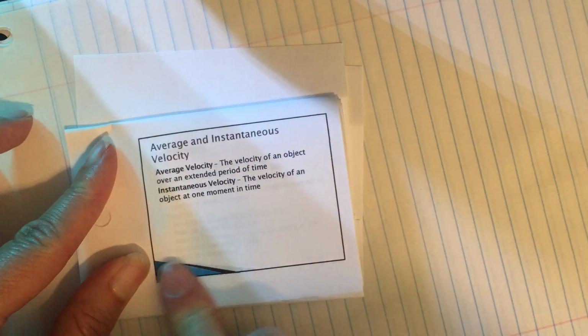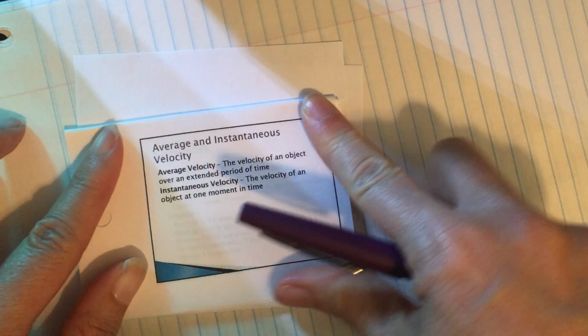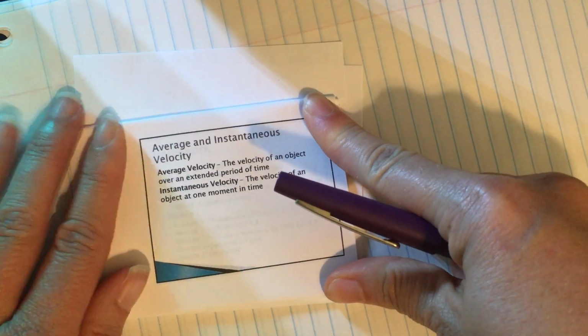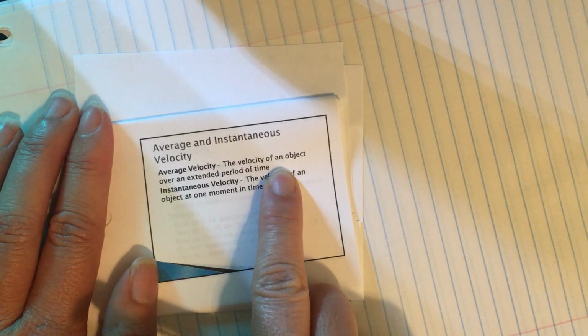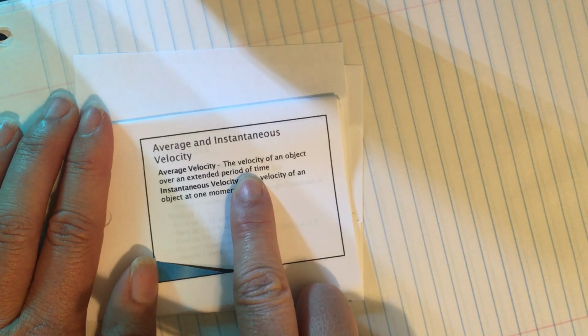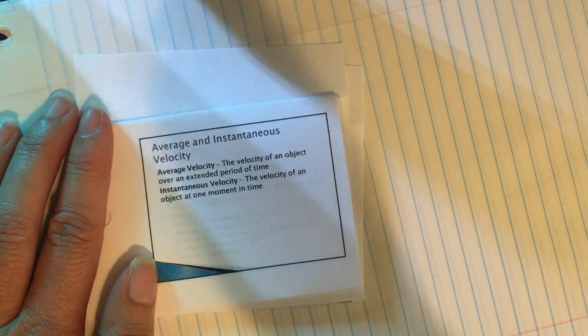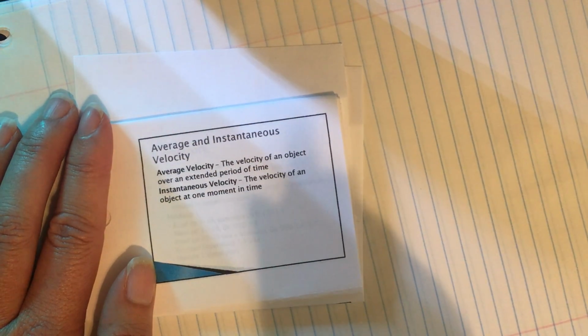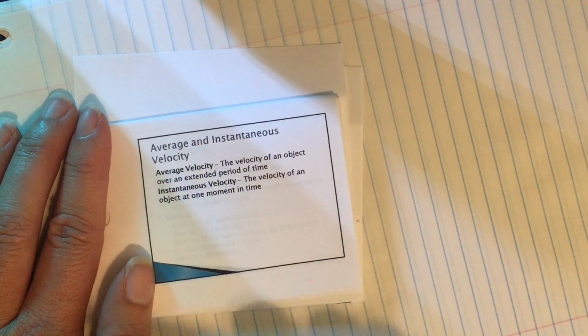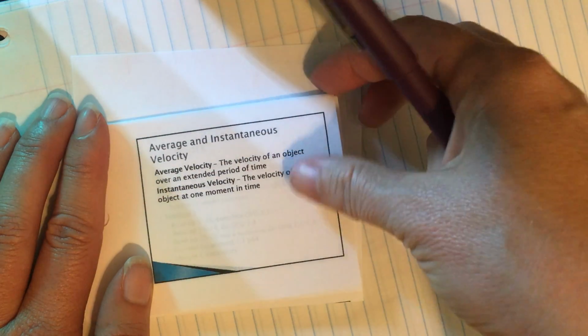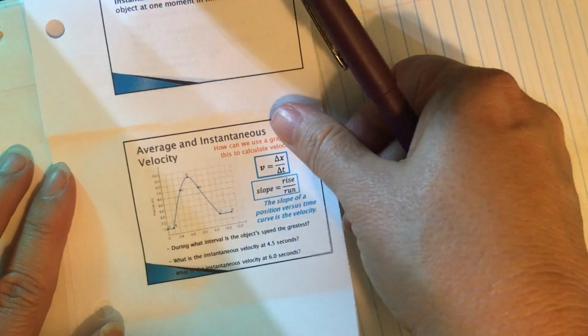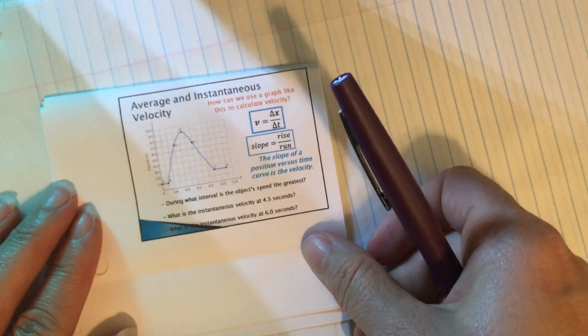Okay, I hope you enjoyed that animated video by Khan Academy explaining average and instantaneous velocity. So average velocity is the velocity of an object over an extended period of time. And instantaneous velocity is the velocity of an object at one moment in time. And as they explained on the video, instantaneous velocity is just when we get to a very small amount of time. And he was explaining in the video how you calculate these average and instantaneous velocities.